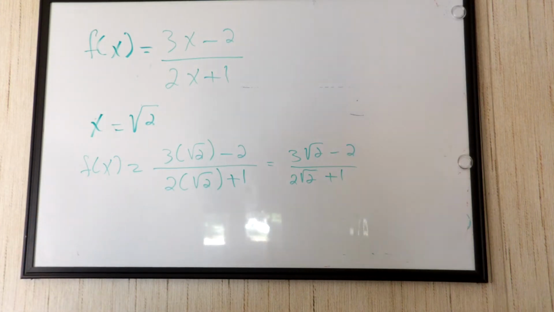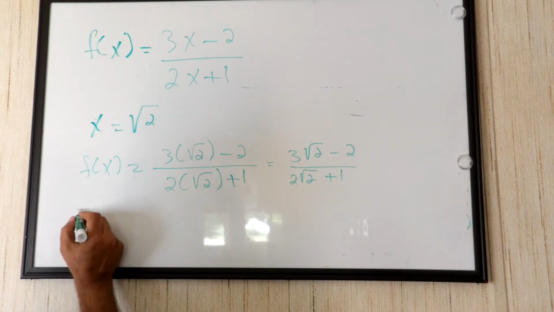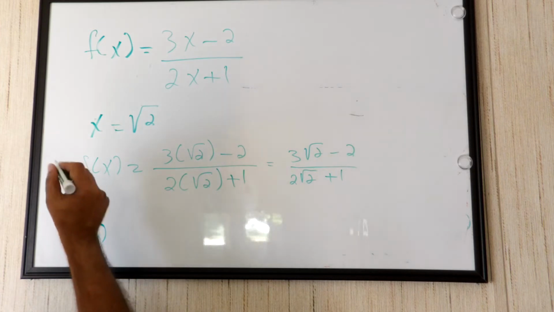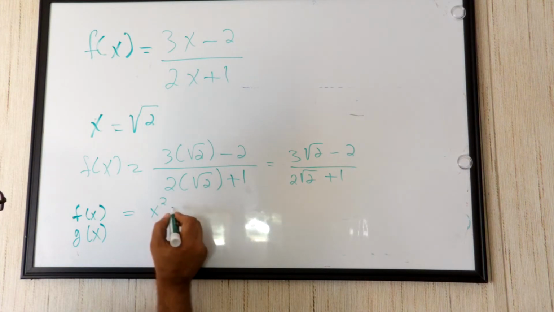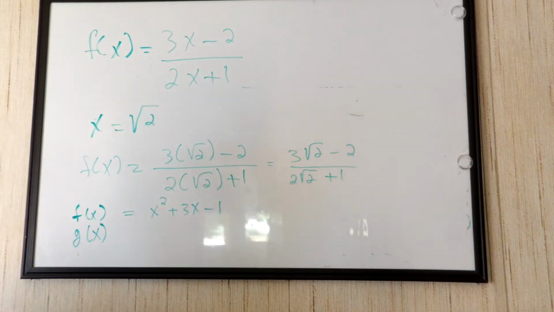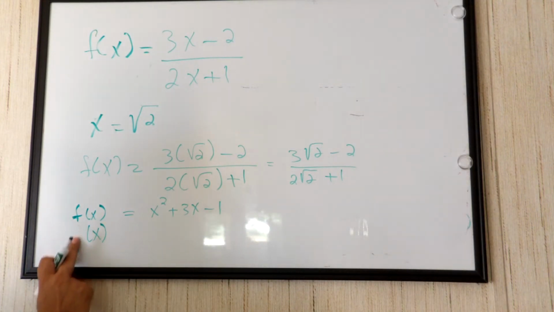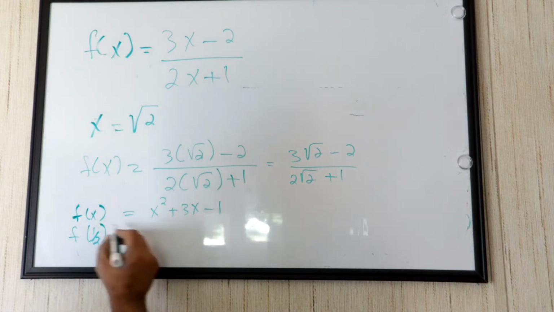In some equations, like in a quadratic equation, you say f of x, or sometimes they say g of x, or h of x, doesn't matter, is equal to x squared plus 3x minus 1. And they say you put the value for x, x is going to be 1 over 2. What's going to be the f of x?